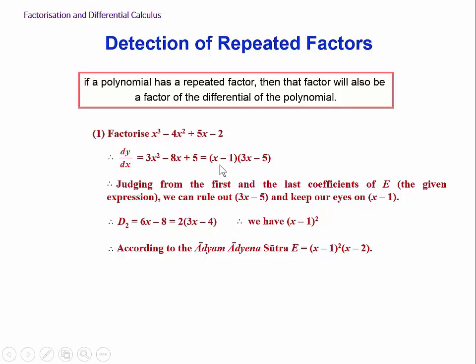We differentiate, find the factors, then we have to test if any factor that we've got, which could be a factor of E, is actually a factor of E. And if it is, it's a repeated factor. And then we have to go further to find out how many times it's repeated. Let's look at Tijji's example 4.